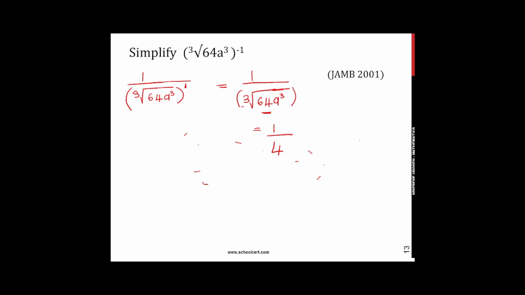And then we have A cubed here. You simply know that the cube root of A cubed will give you A. So you simply write A here. So you've evaluated the cube root of 64, which is 4, and the cube root of A cubed, which is A. So this is your answer, 1 all over 4A.